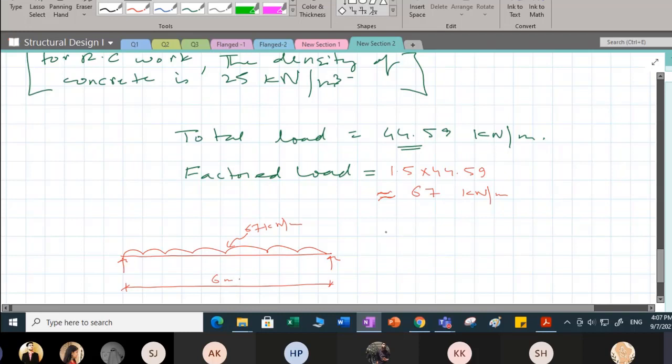So what is going to be the maximum moment for which you'll be designing your flexural reinforcement? The ultimate maximum moment will be WU L square by 8. So I can directly write it down: 67 into 6 square by 8.